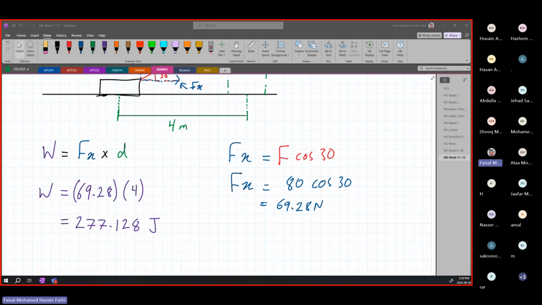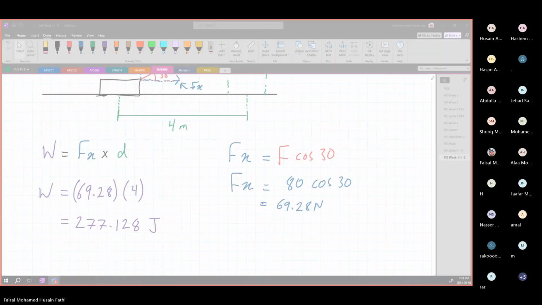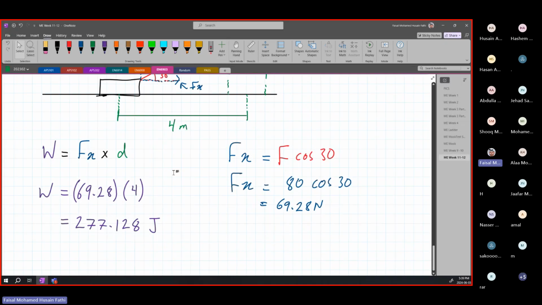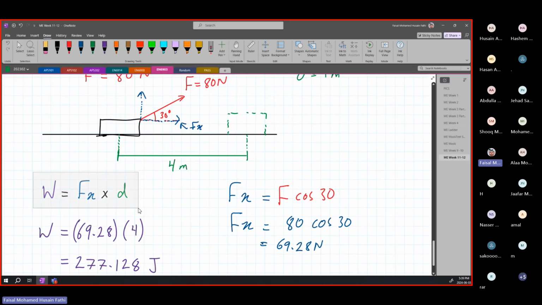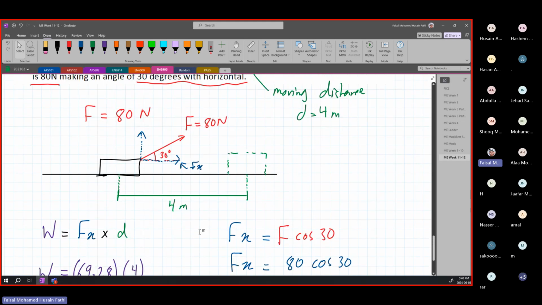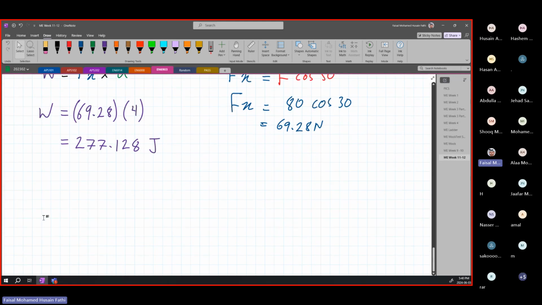Let's look at this question. So again, just before I move on very quickly, remember that work is simply just force times distance. But this force is the force being applied in the direction of where the distance is being moved. It is parallel to the distance where it's moving. So this force, Fx, is parallel to the distance that it is being moved through. All right? That's why we found the x component of this force. Let's look at the next question.